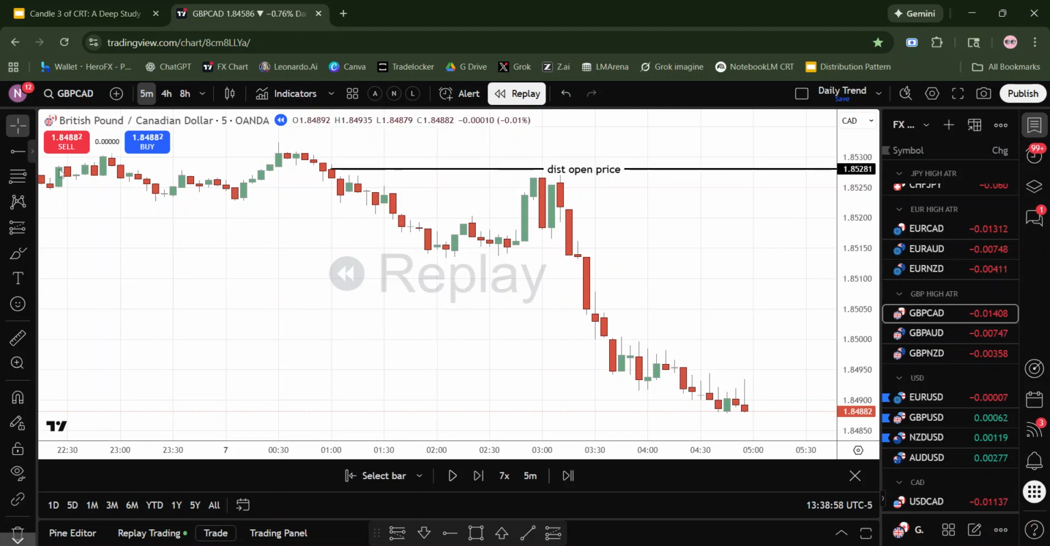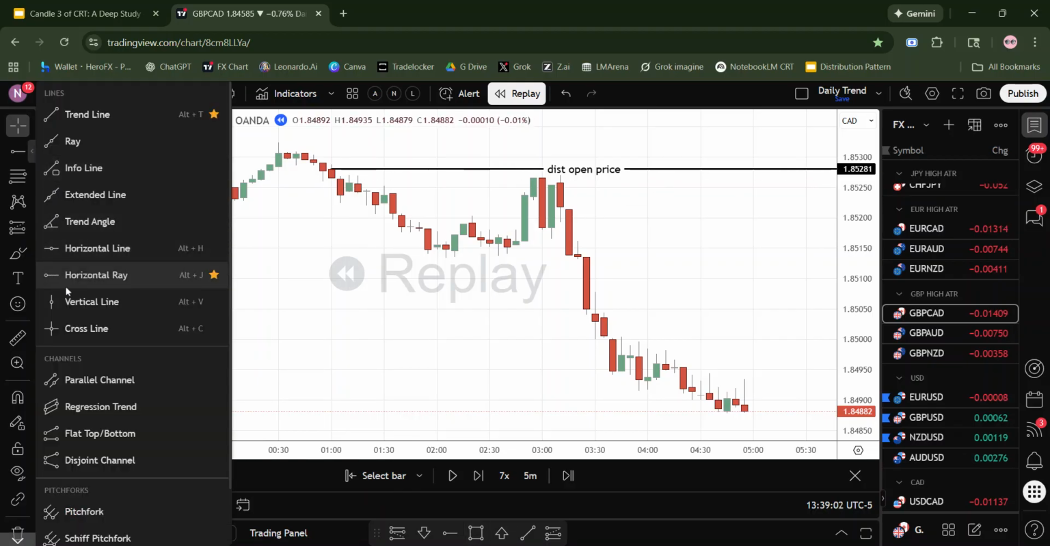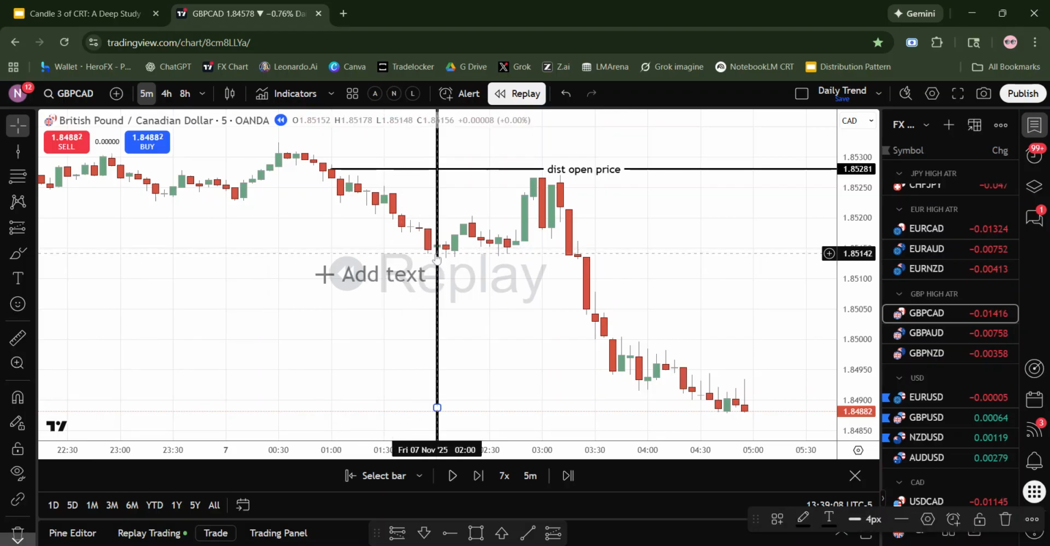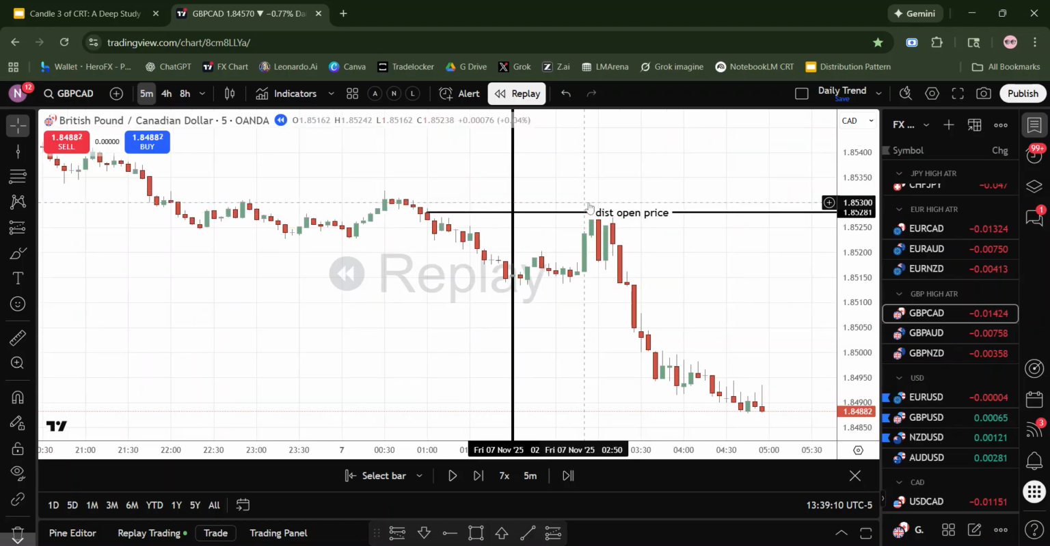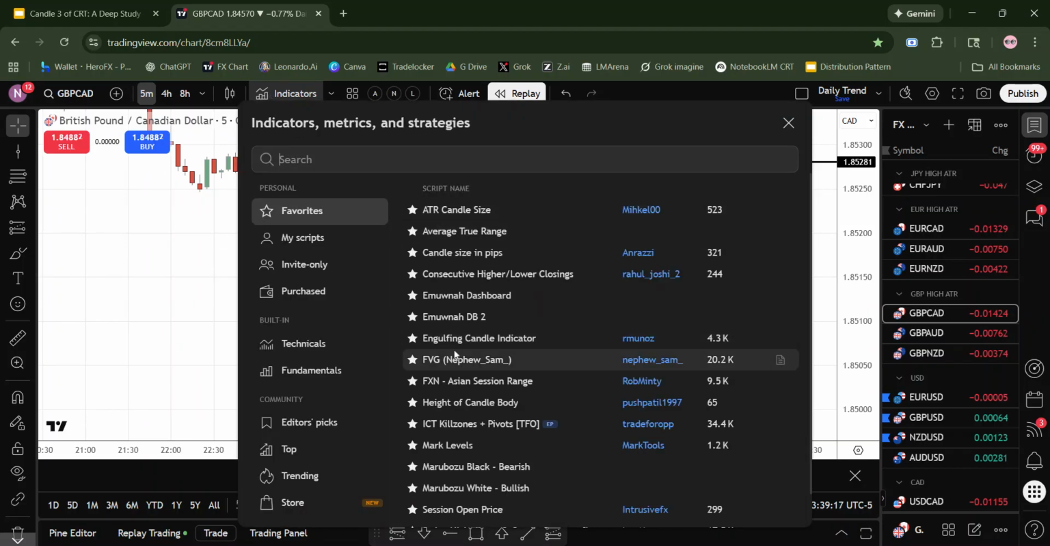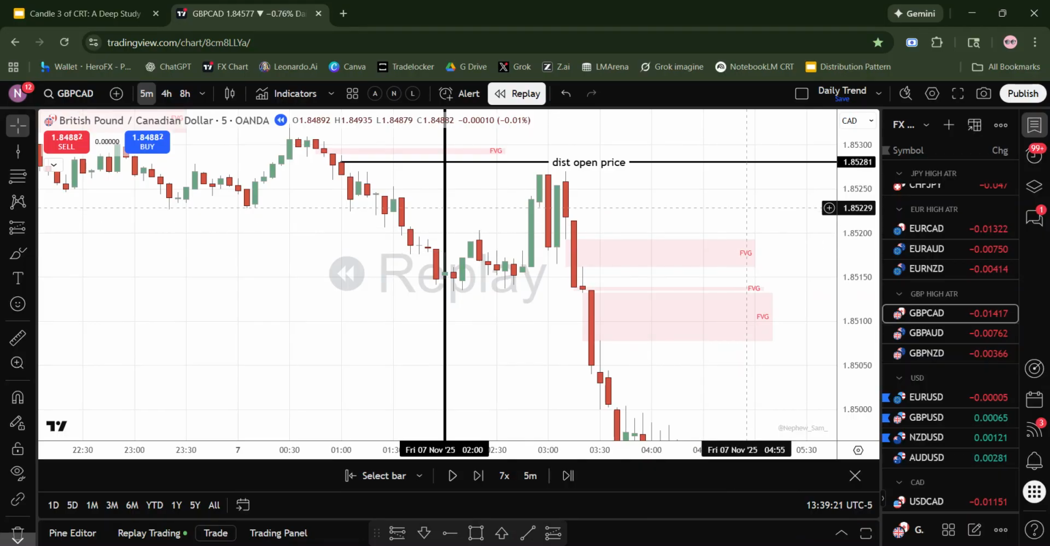So that's 2 a.m. I will mark that right here. The best ones go straight into profit. Typically, your best trades, as soon as you enter them, they'll go straight into profit. And then let's see if we have any fair value gaps. For the fair value gap indicator, I use the one by Nephew Sam. So it's a basic one.